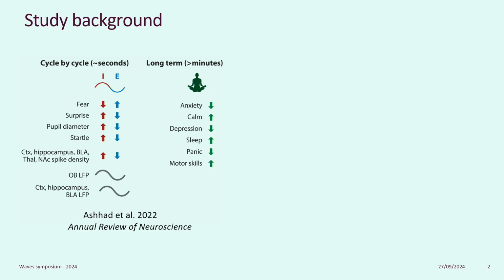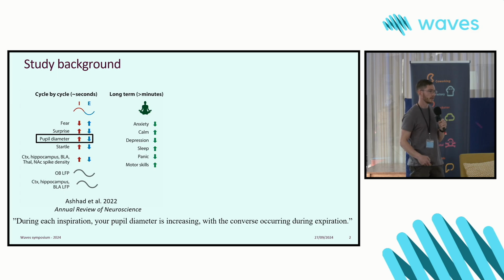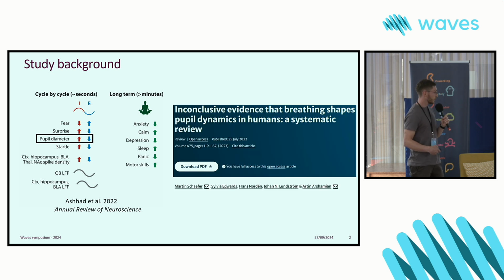So this study has its background in the long-standing idea that our respiration can influence our pupil size, and more specifically that as we inhale, our pupils dilate, and as we exhale, our pupils constrict. When we got interested in this topic a couple of years ago, we decided to start out by doing a systematic review of the literature to see what is actually already known about respiratory influences on pupil size dynamics in humans. And to our surprise, we found that the evidence is not that conclusive and that many important things have not been investigated at all. For example, differences between nose and mouth breathing. So we decided, okay, let's try to figure this out.